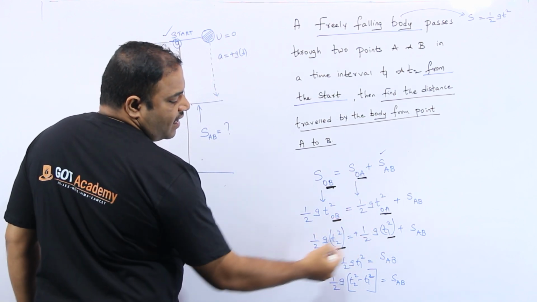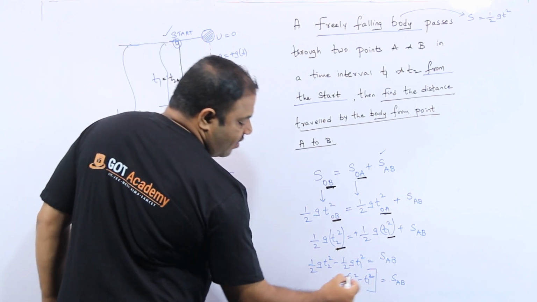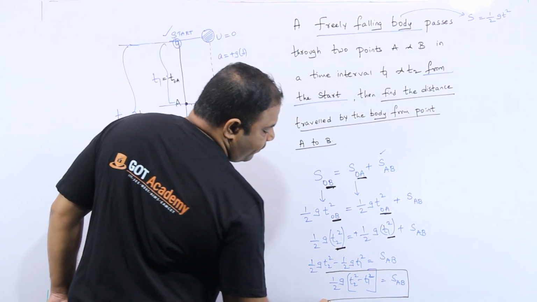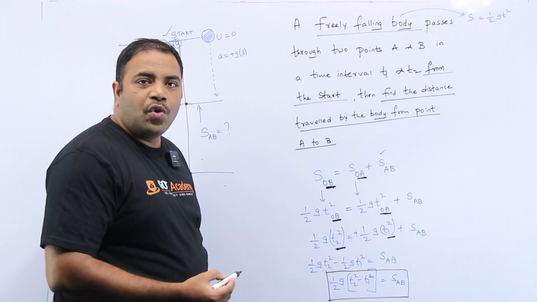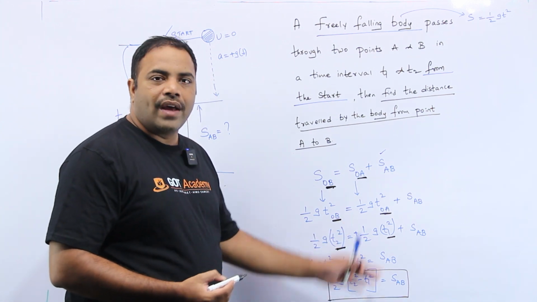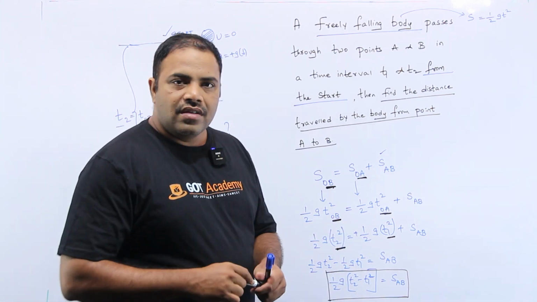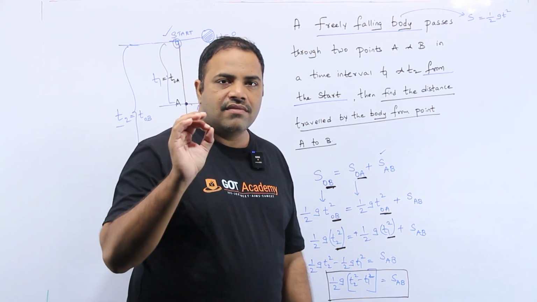By moving it to this side, on the left hand side we can write it as a minus. By taking common, we will get the final distance from A to B, that is half G times T2 square minus T1 square. Understood? Have a clear look at this, and you can understand it better.